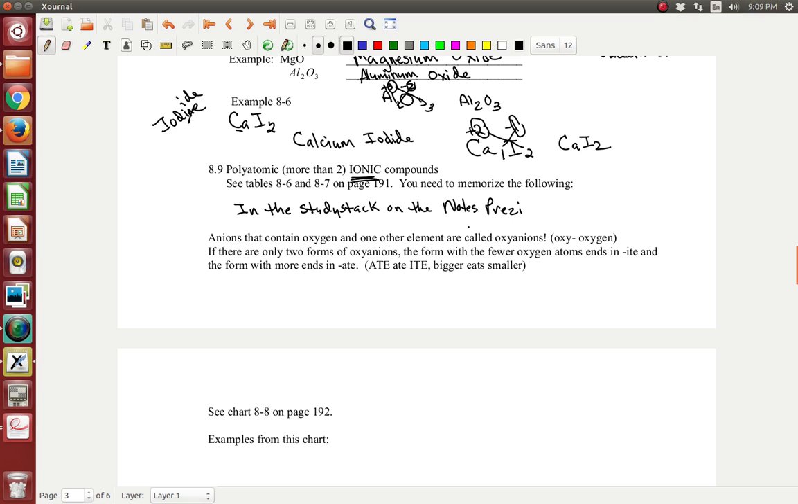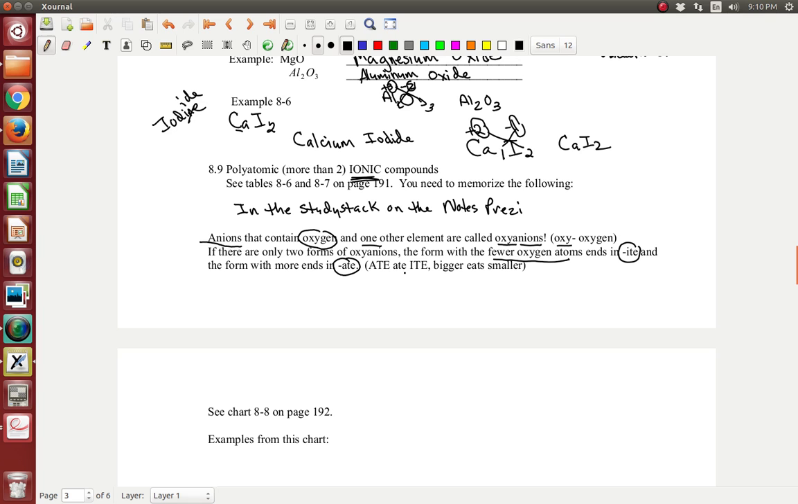All right, anions. Now, what kind of anion? Negative ions that contain oxygen and one other element are called oxyanions. Oxy for oxygen, anions. If there are only two forms of the oxyanions, the form with fewer oxygen atoms ends in -ite, and the form with more ends in -ate. One of the ways I say it is ate, ate, ite. Ate is bigger, so it can consume the ite. Bigger eats smaller.